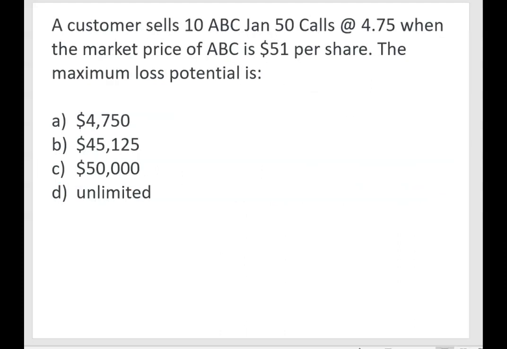Okay, next one. A customer sells 10 ABC January 50 calls at $4.75 when the market price of ABC is $51 per share. The maximum loss potential is A, $4,750, B, $45,125, C, $50,000, or D, unlimited. Now, for questions like these, it may be useful to use your scratch paper, because they give you scratch paper at the test center, or a marker board or a dry erase board. So if you find it helpful to write things down and look at the numbers.